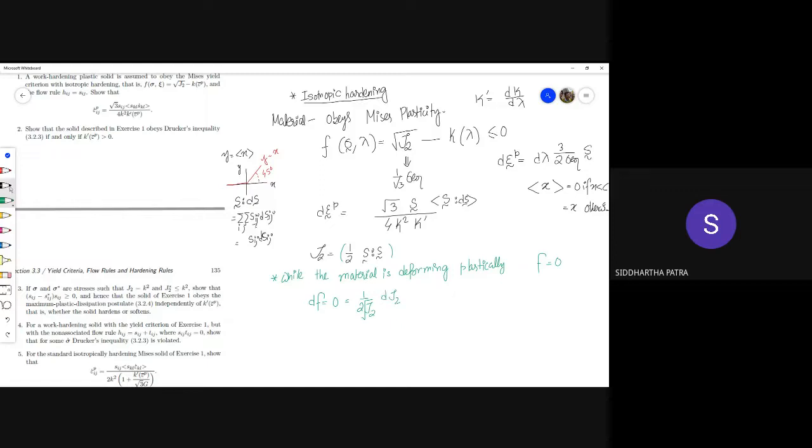Okay, but then I can write d of J2 to be S inner product dS. Because there is S on either side, it's like you are taking the derivative of x squared. That essentially becomes half x squared, so you take the derivative and it becomes x times dx. It's similar to that. You understand what we are doing over here?